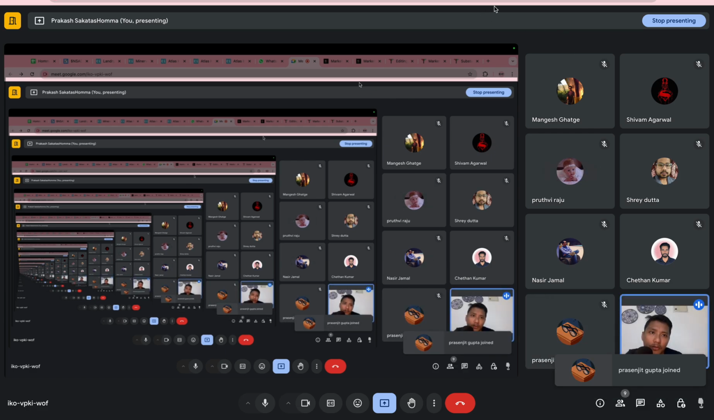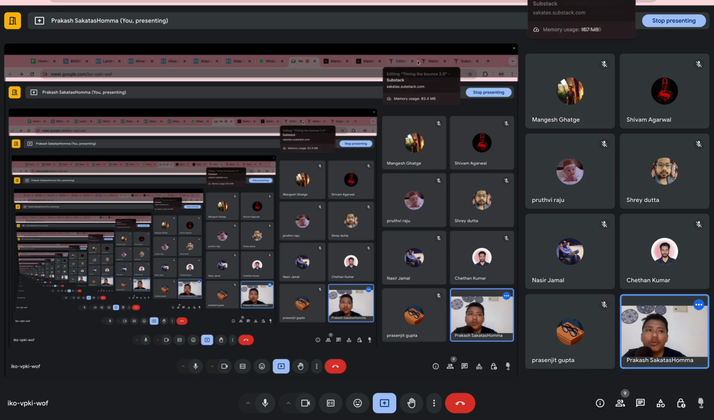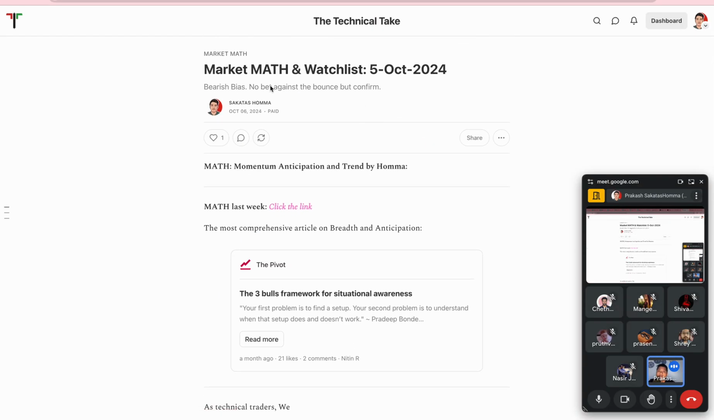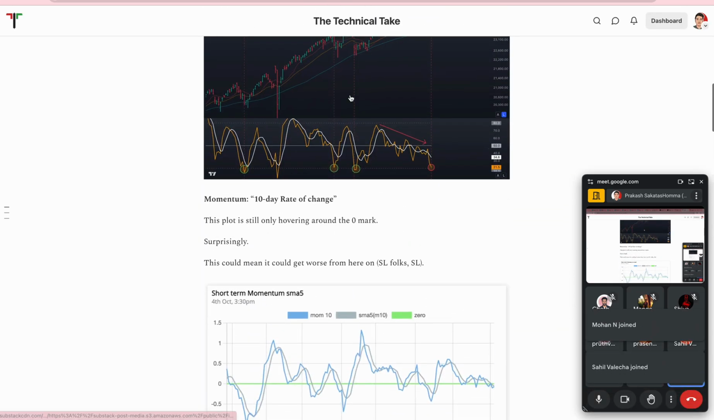Once that is out of the way, let me actually take you to what my post-weekend thoughts were last week, and that was here, 5th October. The bias was bearish, but the title suggested that I wouldn't bet against the bounce. But once that bounce comes, please confirm also before getting in, right? So I will basically take you back to each and everything.